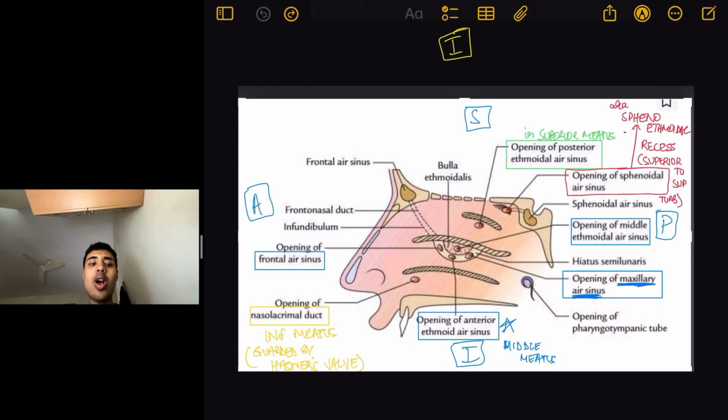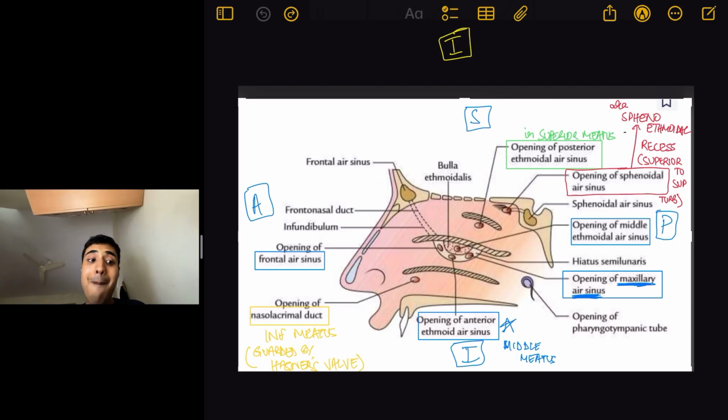Now let's look at all the structures opening into the lateral wall of the nose. So what are all the structures opening into the lateral wall of the nose? Let's go from superior to inferior. Now this is the lateral wall, so we're looking at it from the side view.